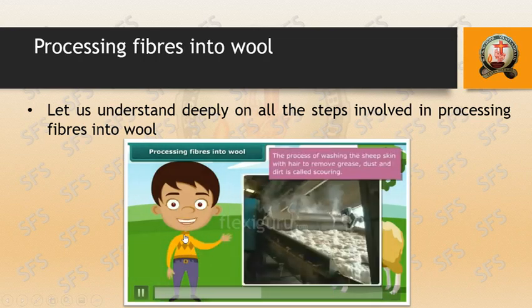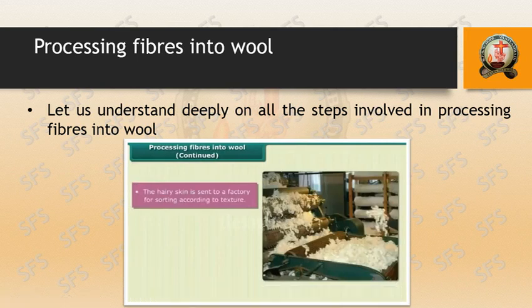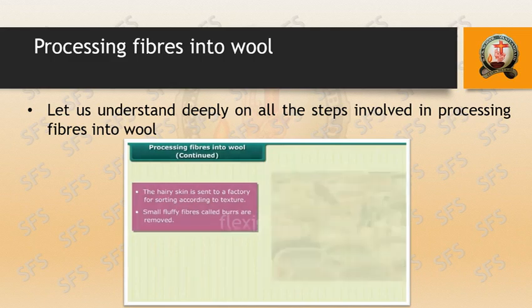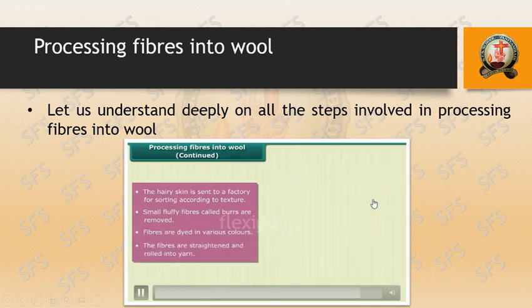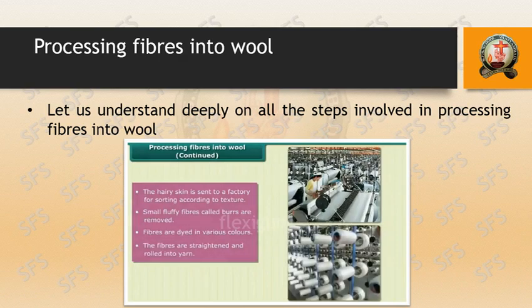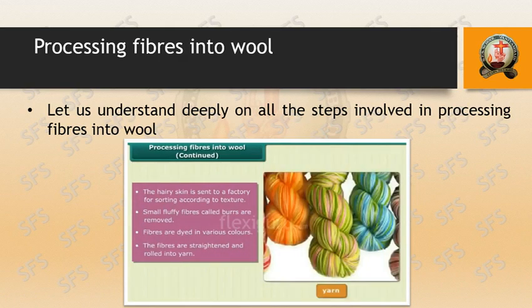Then the sheared skin with hair is washed thoroughly in tanks. This exercise is undertaken to remove grease, dust and dirt. This process is called scoring. The washed hairy skin is sent to a factory where hair of different textures are separated or sorted. The small fluffy fibers called burrs are picked out from the hair. Fibers are dyed in various colors as the natural fleece of sheep and goats is black, brown or white. The fibers are straightened and rolled into yarn, and finally the wool is ready to use.